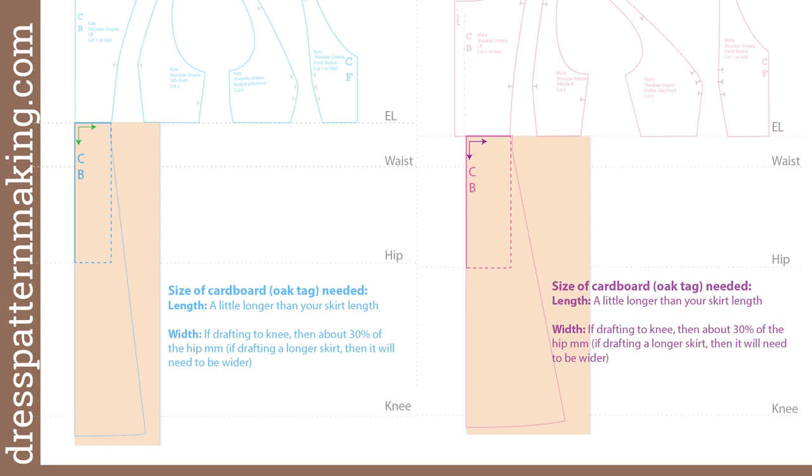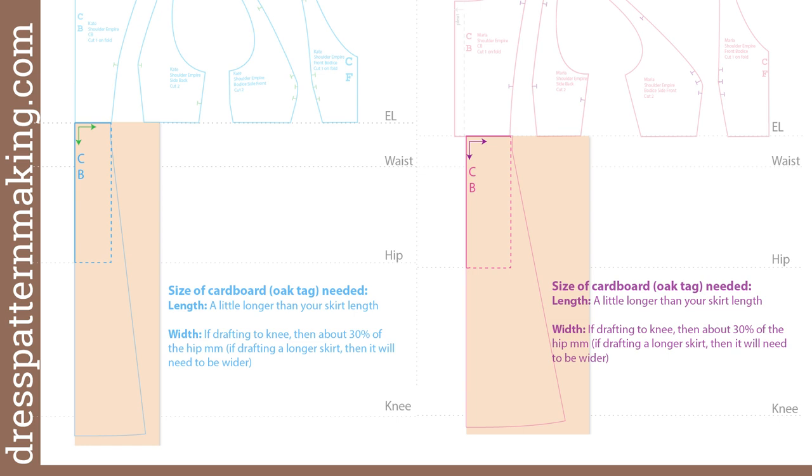So once you've finished it and you have used it to help draft the other skirt pieces, you'll also need to trace around this pattern piece in cardboard to create a paper copy so you can pin it to fabric. So a guide for how big the piece of cardboard, aka oak tag, aka thick paper, needs to be is this: a little longer than the length of the skirt and about 30% of your hip measurement if you are drafting it to about the knee.